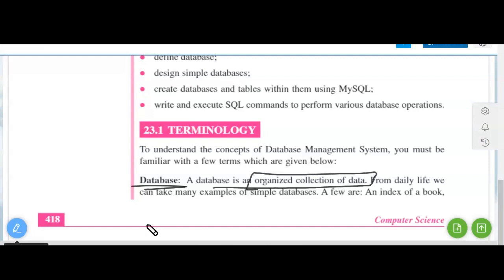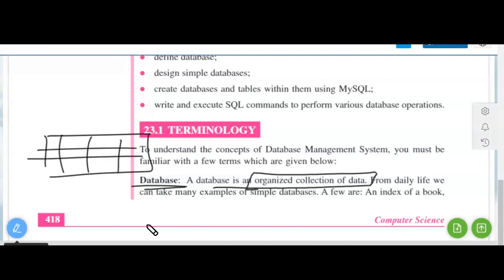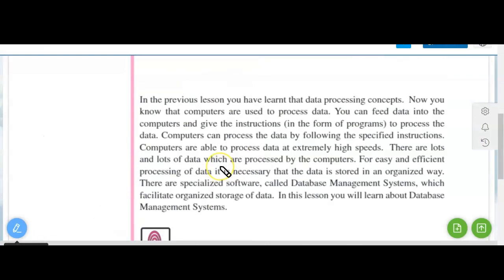Just now I drew a table and showed you how the data is used. When you arrange the data in different tables, you call the collection a database. From daily life, we can say a telephone directory can be an example of a database. The index of a book can be an example of a database. It has so much information.